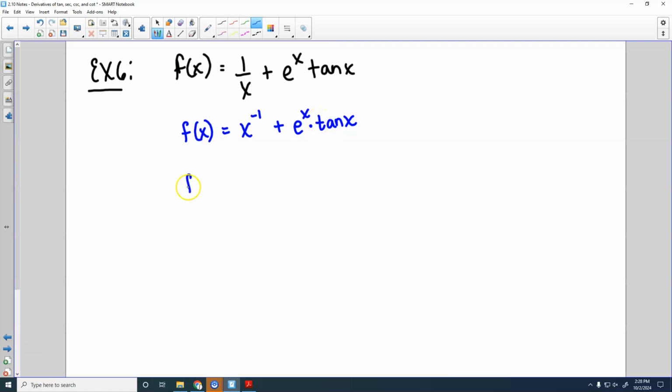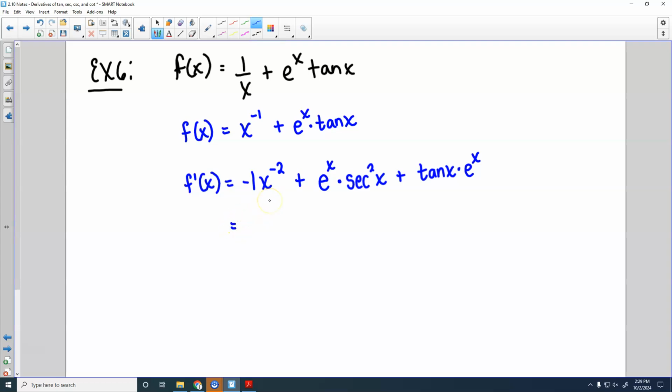So for our derivative, we would have negative 1 x to the negative 2 for that first part, just straight power rule. Then we would have to do our product rule, so that would be e to the x times the derivative of tangent x, which we just did and put in a box earlier. What was it? Secant squared x, plus tangent x times the derivative of e to the x. What is that? E to the x. It's the easiest derivative that we'll do.